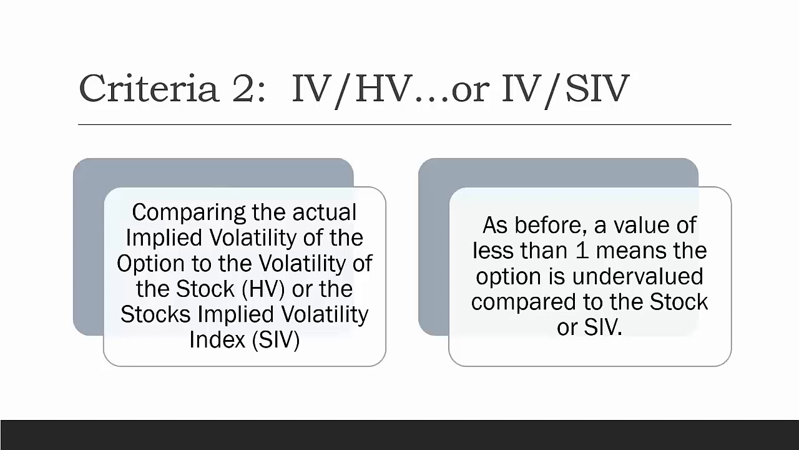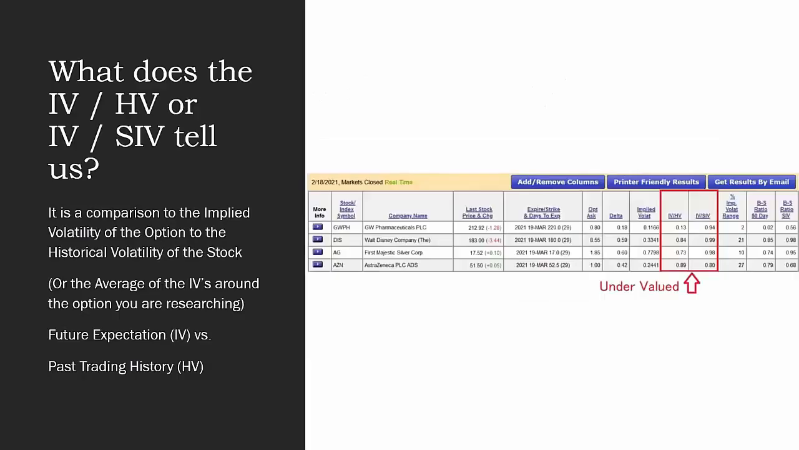An IV over SIV, or IV-SIV ratio of less than 1, means that the implied volatility of the option you're researching is lower than the average implied volatility of the options surrounding it. Therefore, it's considered undervalued compared to its comparisons, in the money, out of the money, or more. So that's what the IVs tell us: comparing the direct implied volatility of the option to the volatility of the stock. That's IV over HV, a value of less than 1.